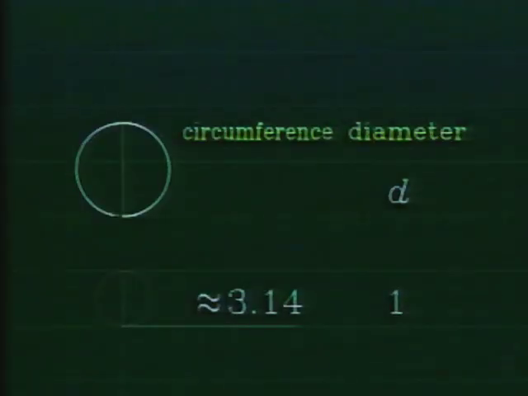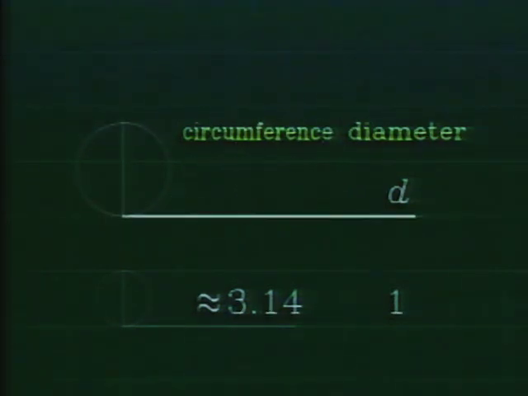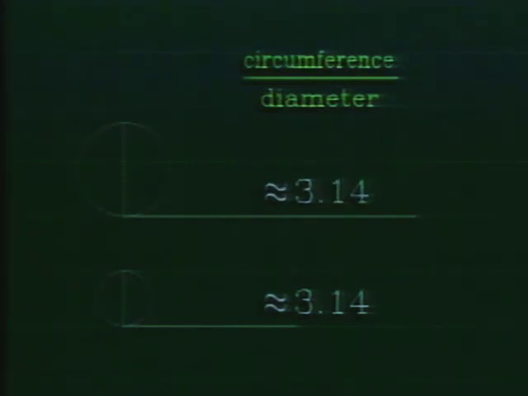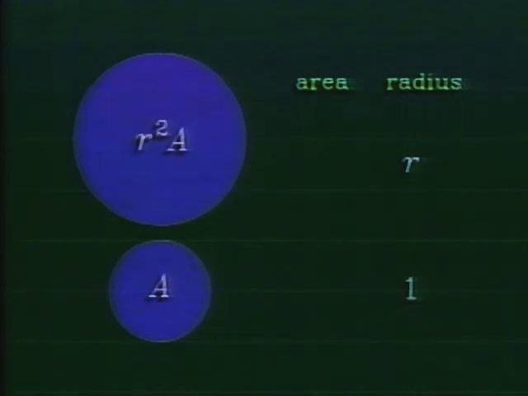The circumference of any circle is a little more than 3 times its diameter. In other words, the ratio of circumference to diameter is about 3.14, a fundamental constant of nature called pi. The area of a region inside a circle is some number times r squared. This factor a is another fundamental constant. Guess what? It's the same value, pi.